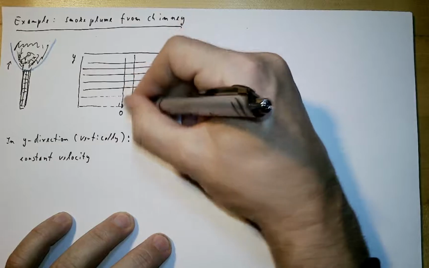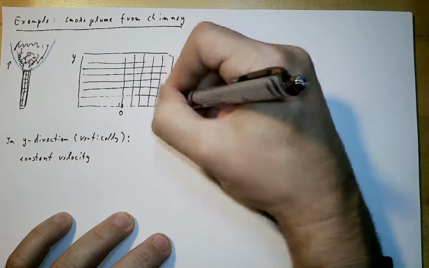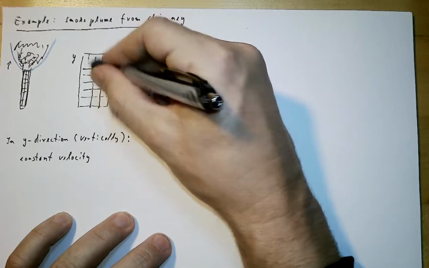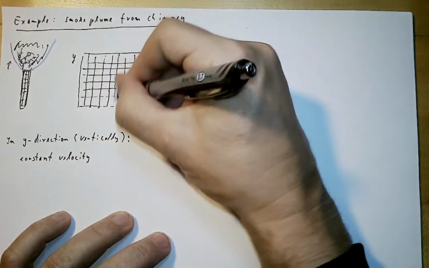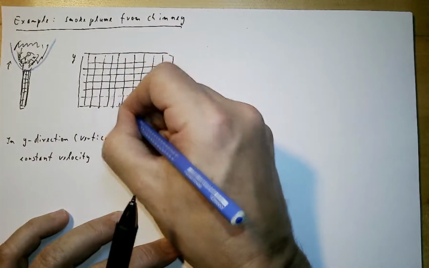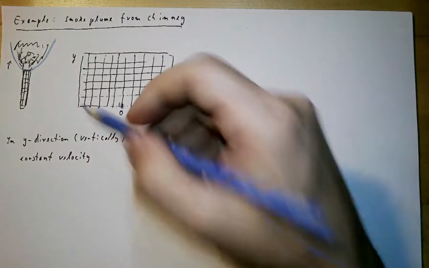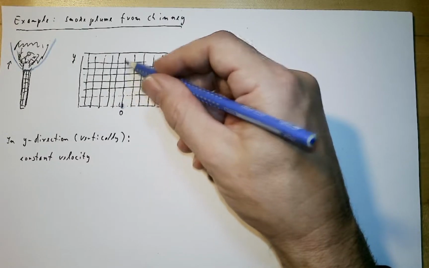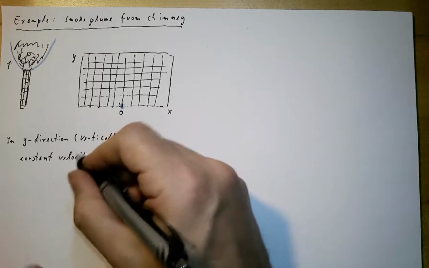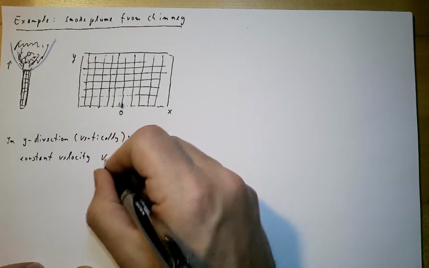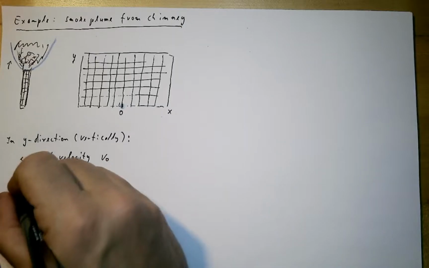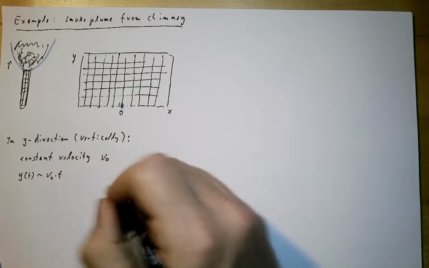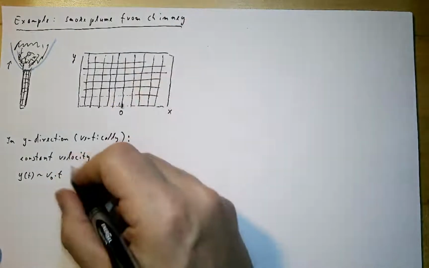So the walker is our smoke molecule which entered the system here at this position, and now at every time step the smoke just goes 1 position higher. So we have a constant velocity upwards, v0, and so we know that y as a function of t will be v0 times t. So we have here ballistic movement upwards.